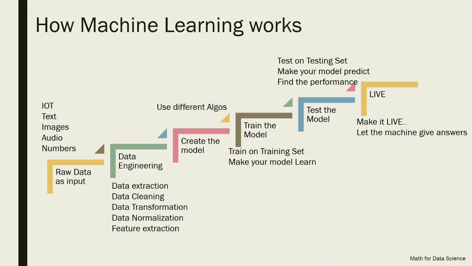Model means you will be using different algos, or you will develop your own algo and then fit your particular data into that model. Then your model will be trained, then the model will be tested. Like, you'll have your testing set, you will find the performance, you'll find the accuracy, how your model is performing, how good your model is, what is the probability that your model will always give the right answer, and so on. And finally, you set your model live.